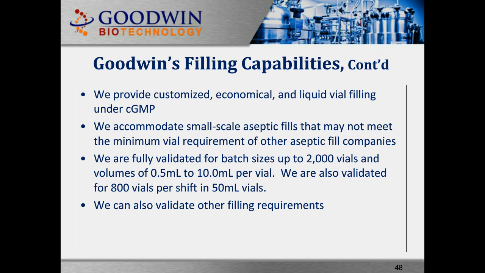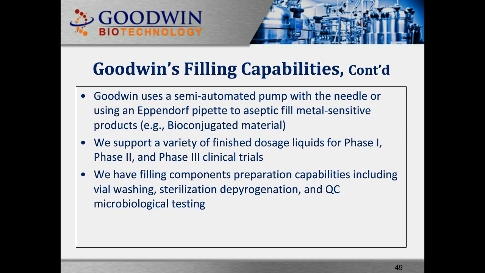We are fully validated for batch sizes up to 2,000 vials and volumes of 0.5 ml to 10 ml per vial. We are also validated for 800 vials per batch in 50 ml vials. We can also validate other filling requirements. Goodwin uses a semi-automated pump with a needle, or an Eppendorf pipette, to aseptically fill metal-sensitive products, for example bioconjugated material. Goodwin supports a variety of finished dosage liquids for phase 1, phase 2, and phase 3 clinical trials. We also have filling component preparation capabilities, which include vial washing, sterilization or depyrogenation, and QC microbiological testing.